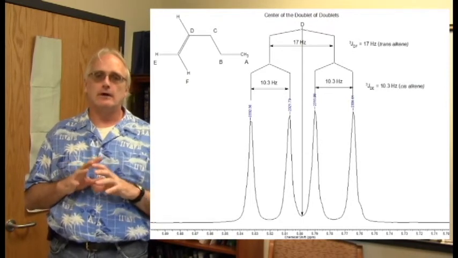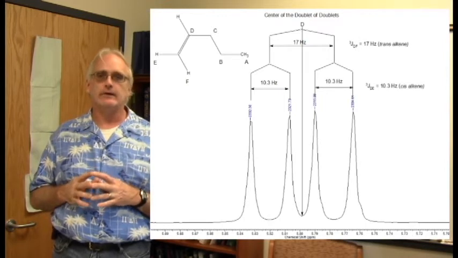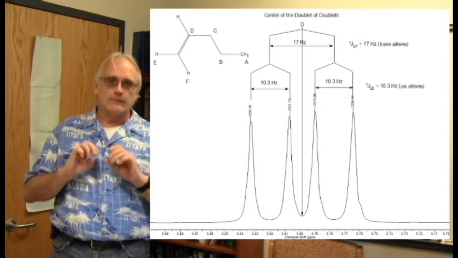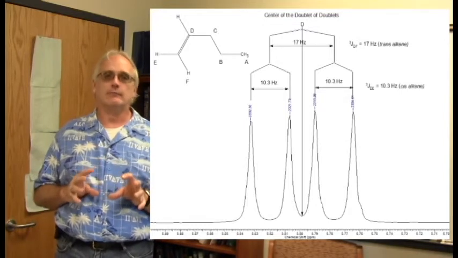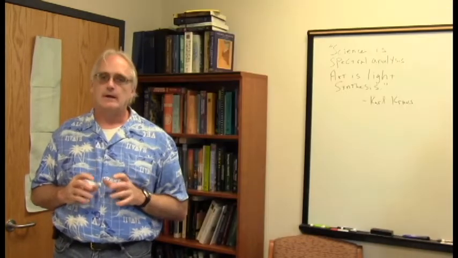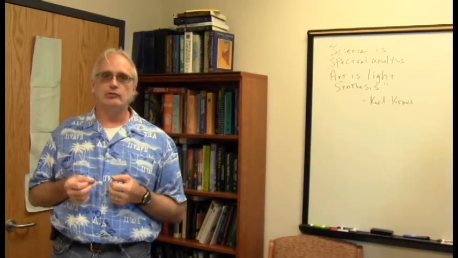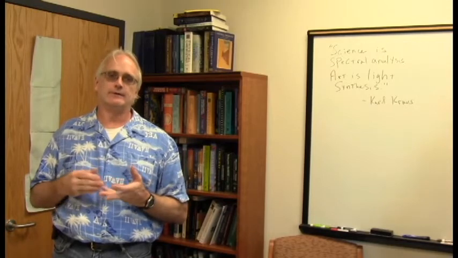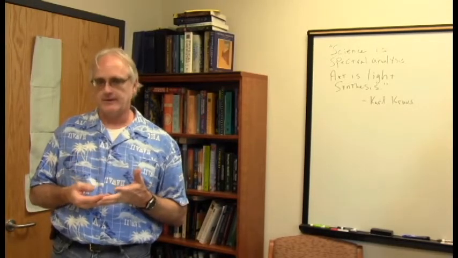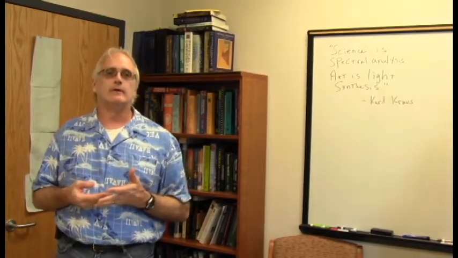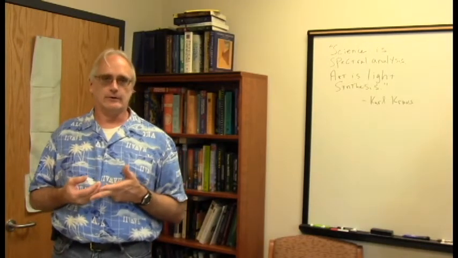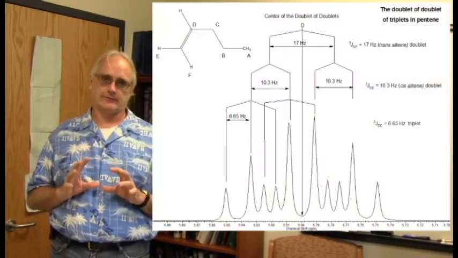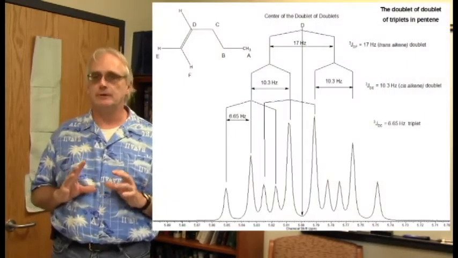So here they are, all laid out very nicely, showing the doublet of doublet coupling tree overlaid on the actual doublet of doublets from the spectrum. This gets us 2 of the 3 coupling constants for group D, the doublet, doublet, triplet. 2 of them have been extracted, and now we're going to go after that 3rd one. So here is the full doublet of doublets of triplets for group D.